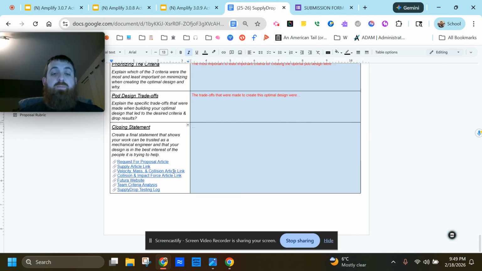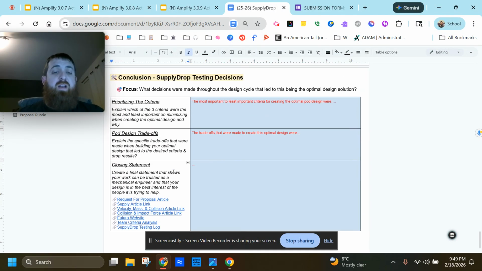And then finally, the more challenging side of our conclusion. This is where you're going to have to be really creative for your conclusion, your closing statement. This is a statement. It can be a couple sentences, one sentence, depending on what you want to really focus on, but create a final statement that shows your work can be trusted as a mechanical engineer and that your design is in the best interest of the people it is trying to help.